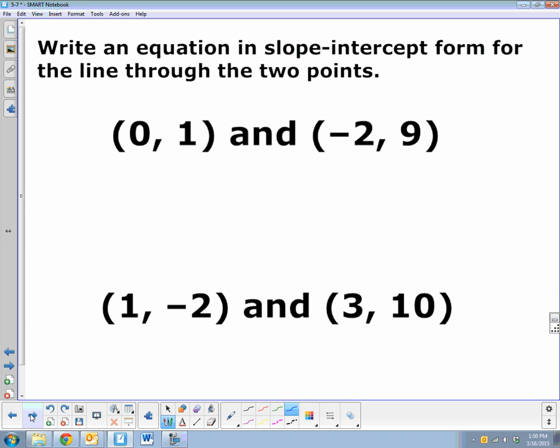Try these last two on your own. Again, find the slope, find the intercept, and write it in y equals mx plus b form. Write it in slope-intercept form. I'm assuming you paused it. I'm assuming you tried it on your own. The answers for these end up being y equals negative 4x plus 1, and y equals 6x minus 4. Again, if you did not get the right answers for those, make sure that you watch the linked videos and see how it's done.